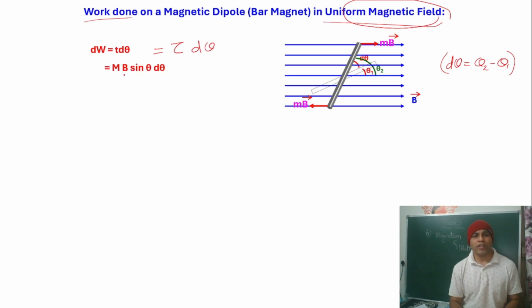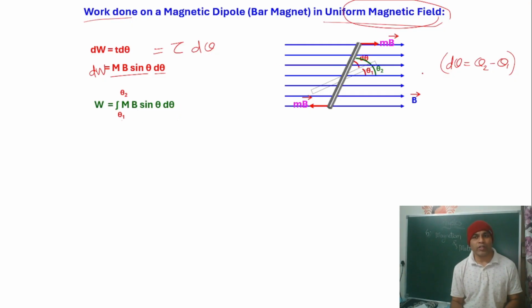So now we can see that torque is already given as mB sin theta, and the work done is dW = mB sin theta d theta. We can integrate this to get the total work done. So the integration is of mB sin theta d theta, with the limit from theta 1 to theta 2.